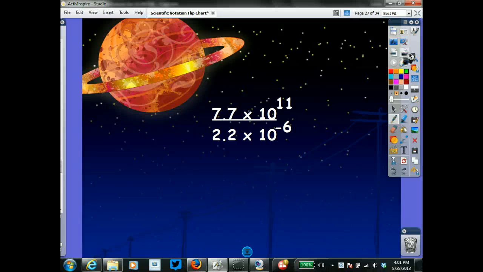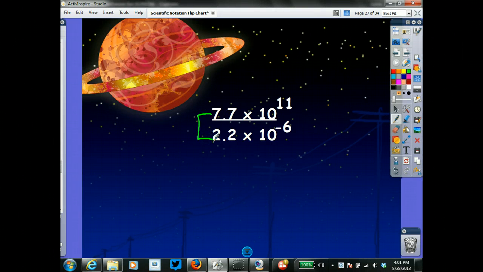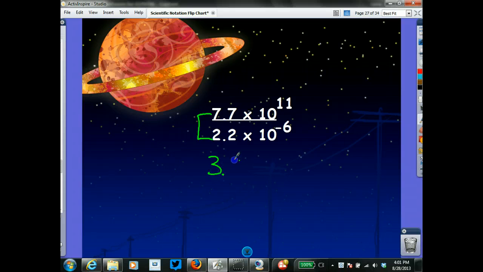Alright, let's look at it now. Again, here, 7.7 divided by 2.2, 3.5. Same here, times 10. Now, if you're not careful, you'll say 11 minus 6, and you get 5. But look carefully at what it says. The rule is you subtract the exponents. 11 minus negative 6.